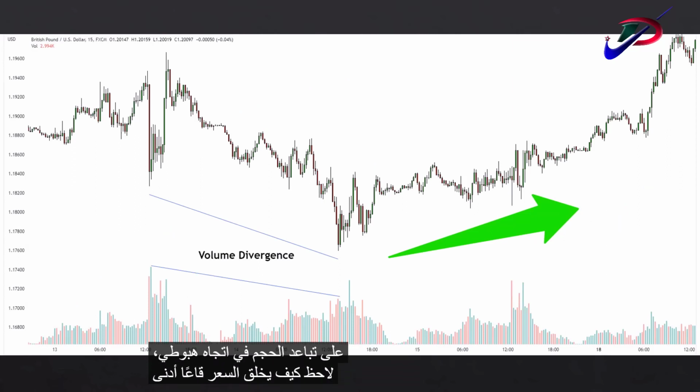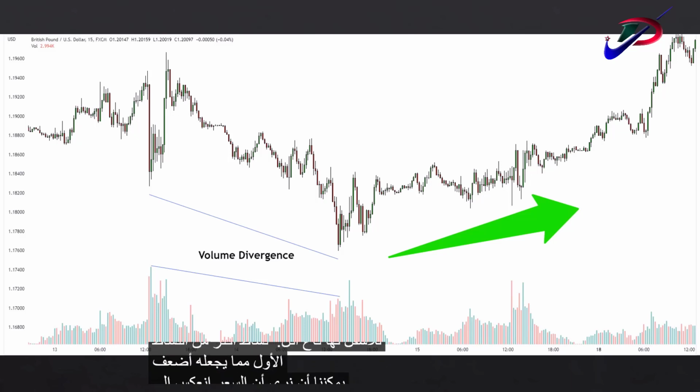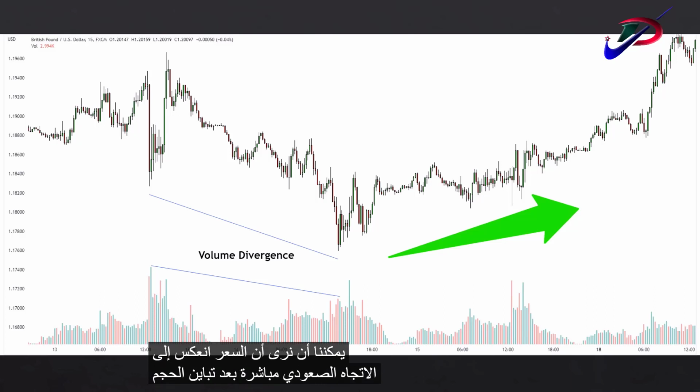Notice how price is creating a lower low, but the relative peaks in volume are creating a lower high. That means that the second price movement down has a lower activity than the first one, which makes it weaker. We can see that price reversed to the upside right after the volume divergence.